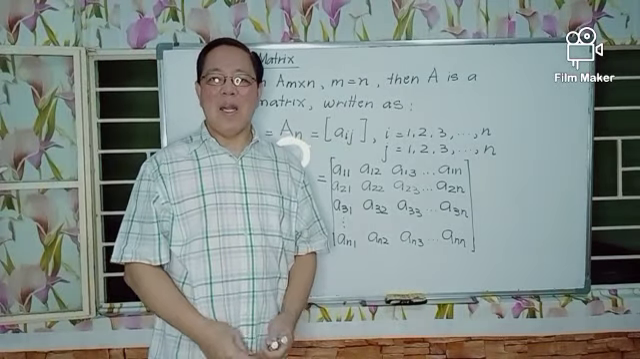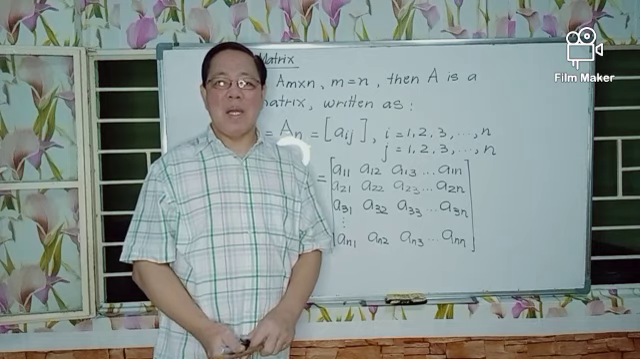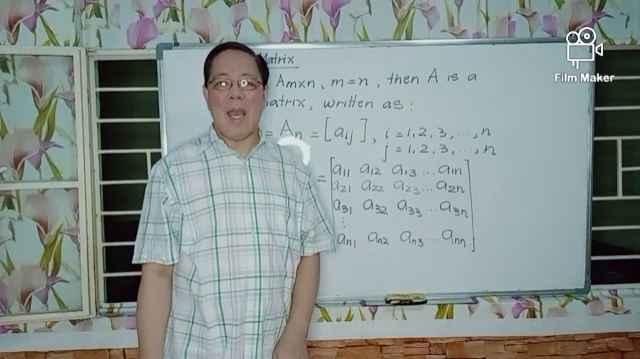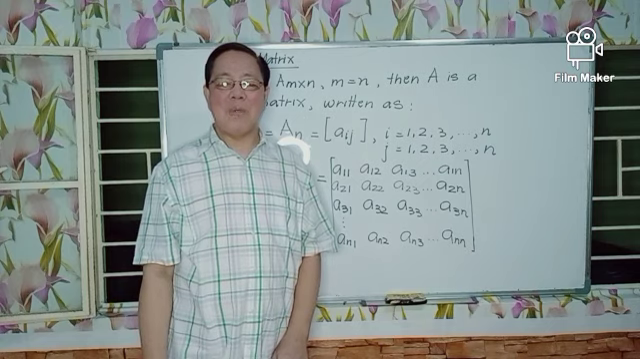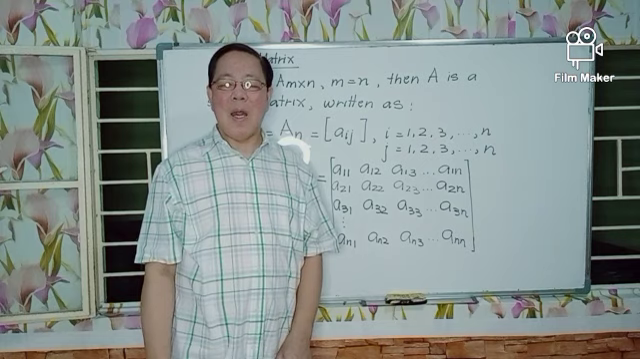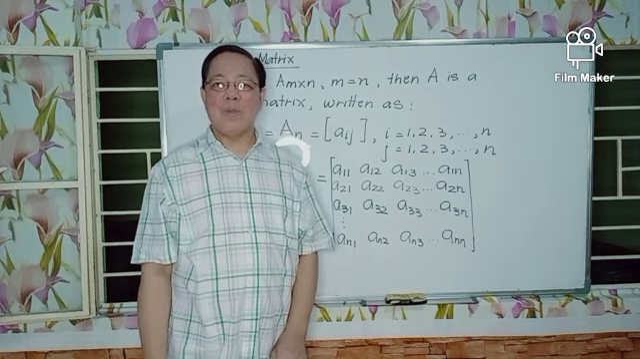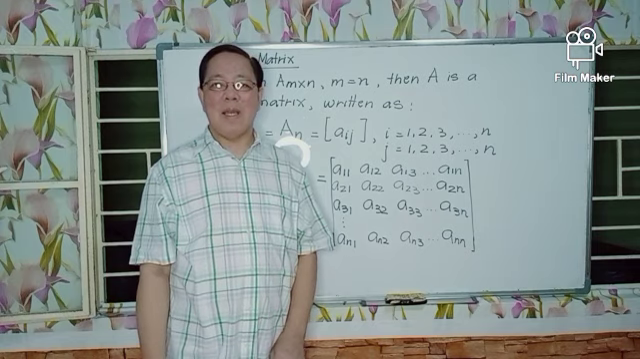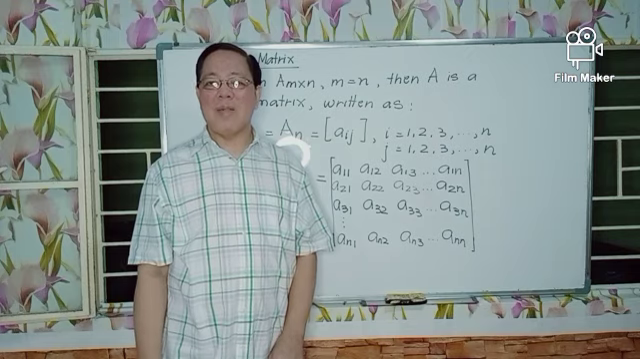We now define a square matrix. Earlier, we described a matrix A with size m by n. That means A is a matrix with m rows and n columns. If the number of rows m and the number of columns n of matrix A are equal, then A is a square matrix.